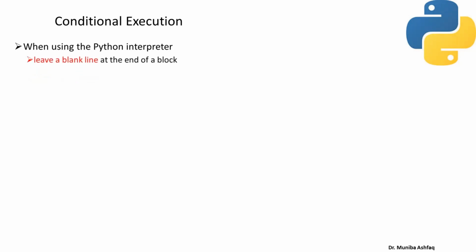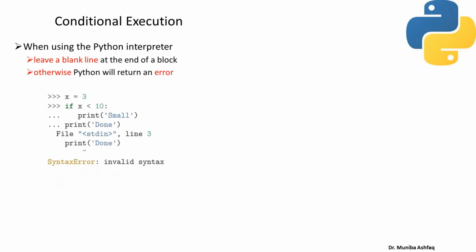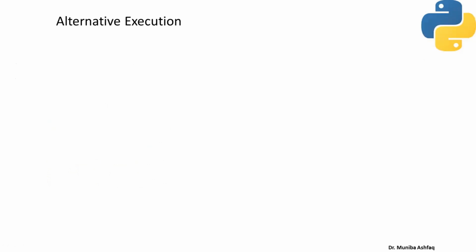When using the Python interpreter, leave a blank line at the end of a block. Otherwise, Python will return an error. So this is one example: x equal to 3, and we check the condition whether x is less than 10. Then we print the statement "small". But instead of leaving this space blank, we write another statement like print done. What happens after that? When you write this print done, it gives you an error, an invalid syntax error.